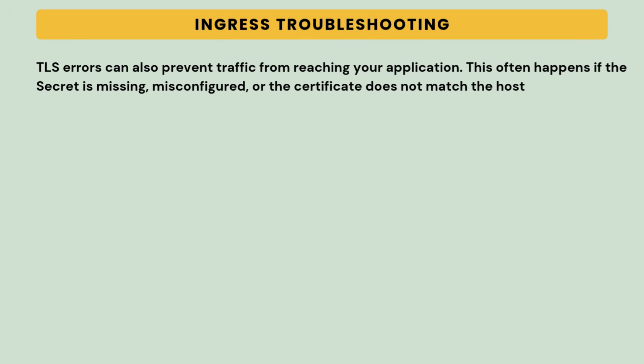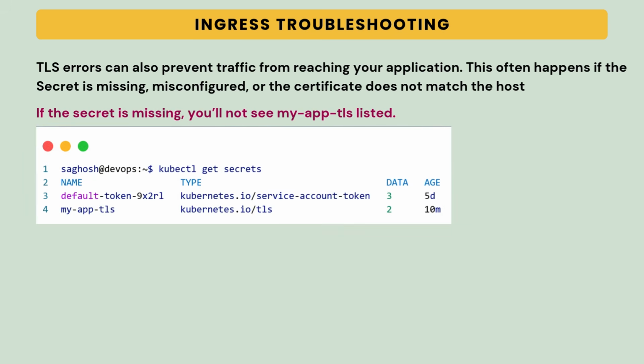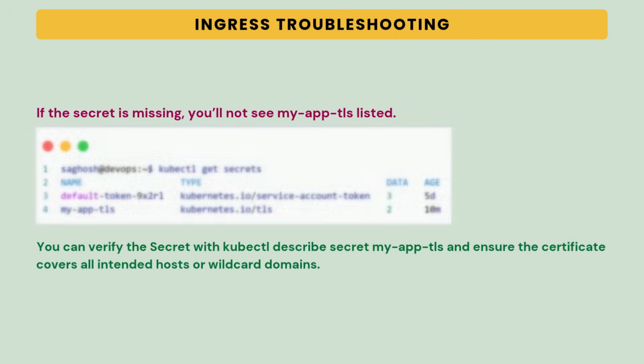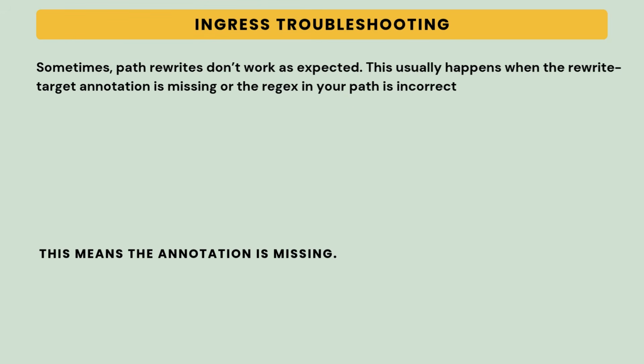Next is a TLS error. This can also prevent traffic from reaching your application. This often happens if the secret is missing, misconfigured, or the certificate does not match the host. You can verify the secret with kubectl describe secret myapp-tls and ensure the certificate covers all the intended hosts or wildcard domains. The next one that we have is that sometimes path rewrite doesn't work as expected.